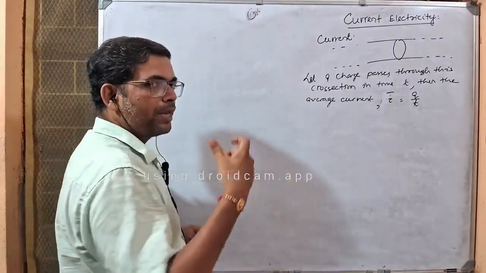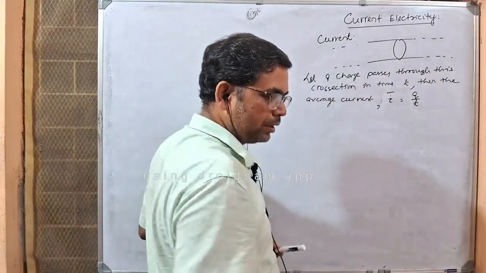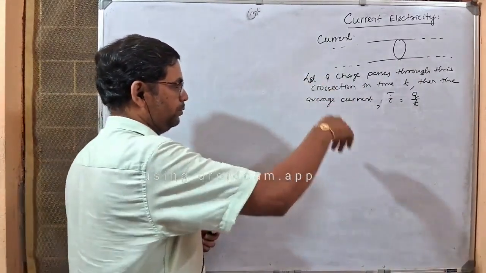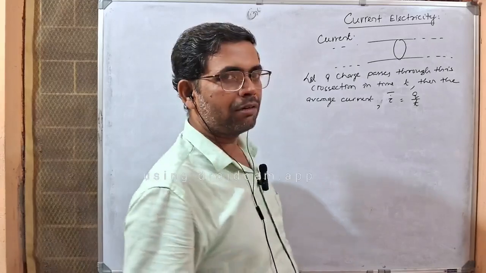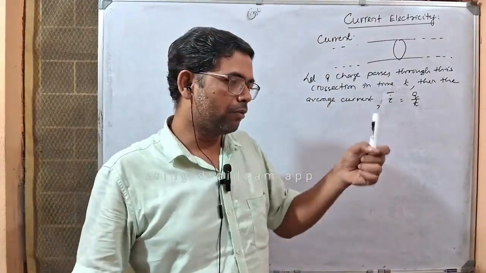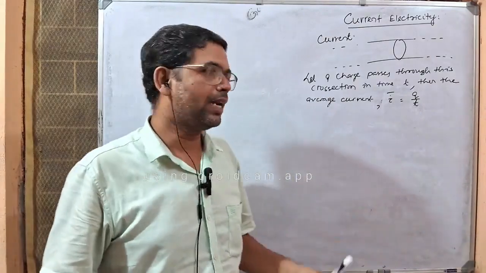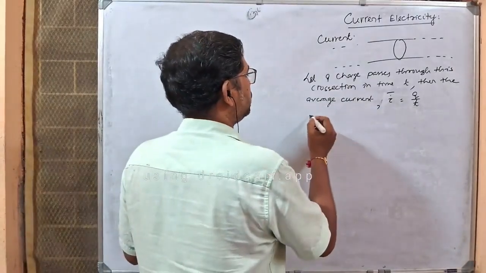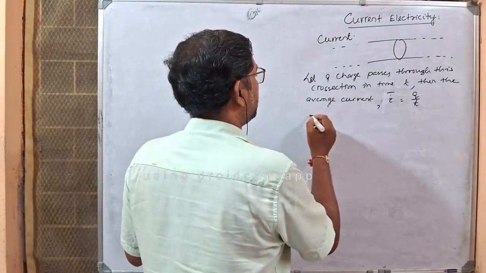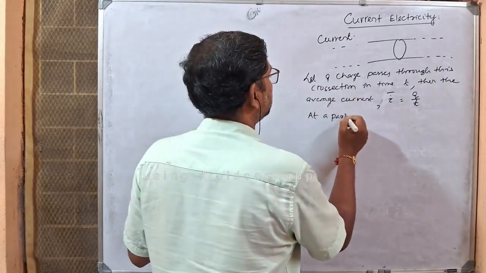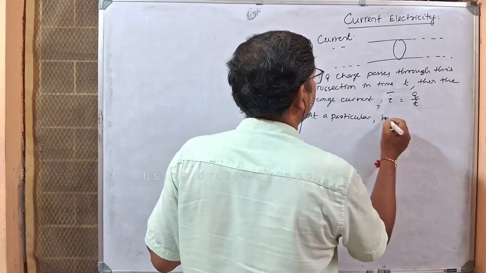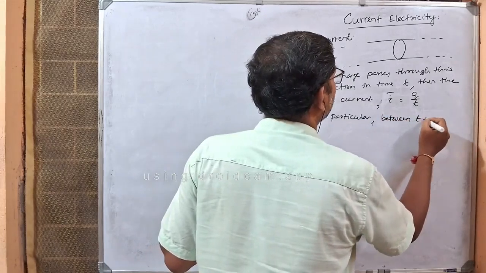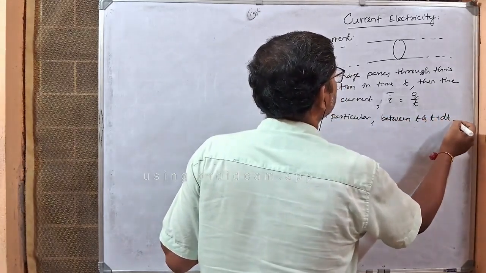So it is over a period of time. Maybe it's over a few seconds or few minutes or few hours. You can calculate. Suppose I want to calculate current. If the current is variable, I want to calculate at a particular time. Then I have to choose the time interval very small, no? To calculate. So at a particular time, that is between t and t plus dt.